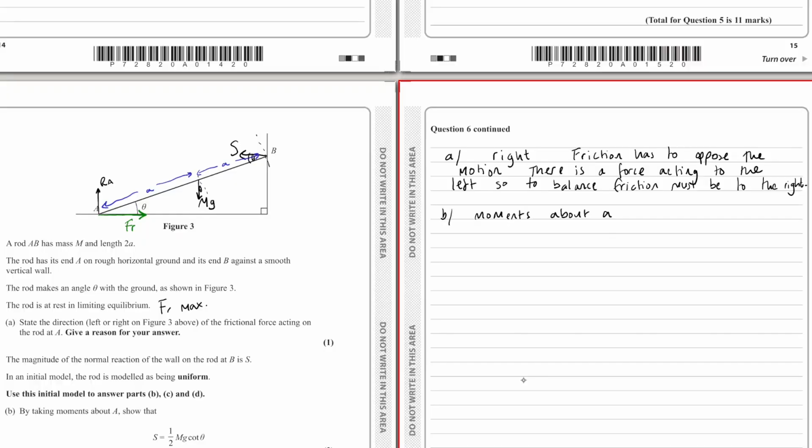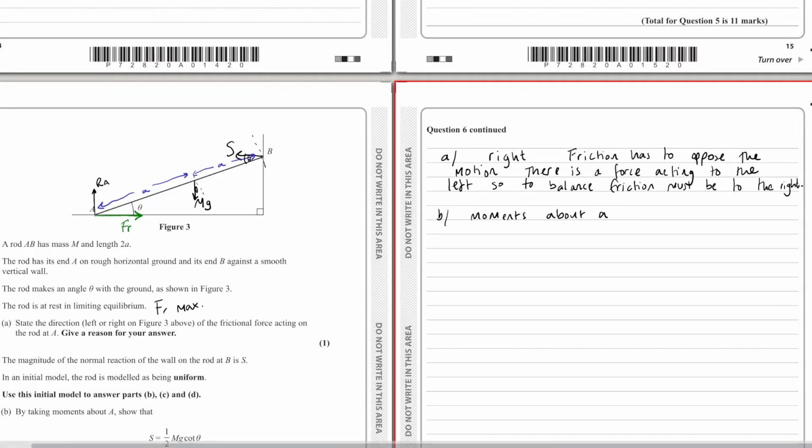So our clockwise moments, it's the length times the perpendicular force. So it's A times mg cos theta. That's the perpendicular force. That's the only clockwise moment. There's only one anti-clockwise moment as well. So 2A times S sine theta.